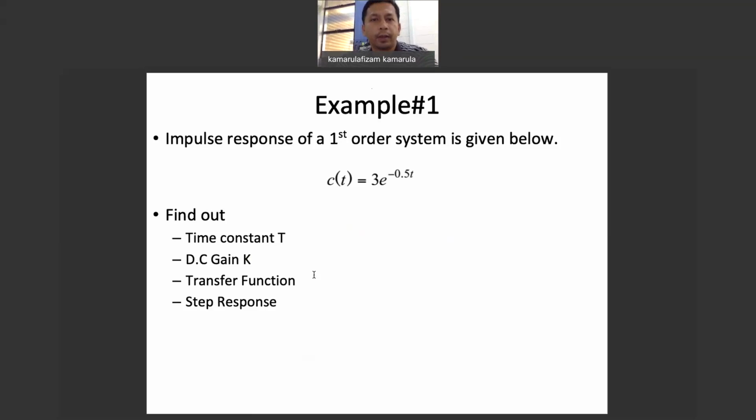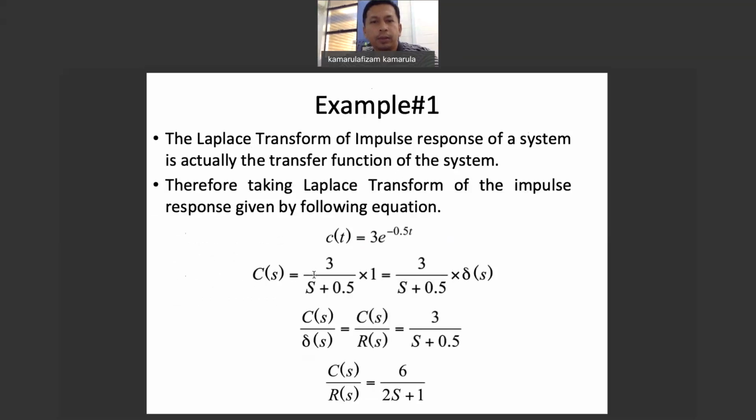You have the impulse response of a first order system. The first thing to do is find the time constant T. So what you need to do here is convert this equation using the Laplace transform. Of course, you can find this information from the table. You can straight away convert this time domain equation to the Laplace domain equation, in which now you have 6 over 2s plus 1. You can do the detailed calculation yourself.